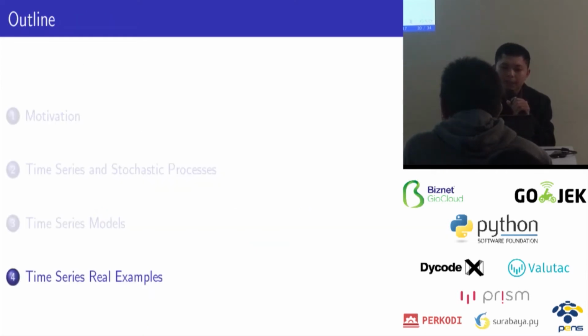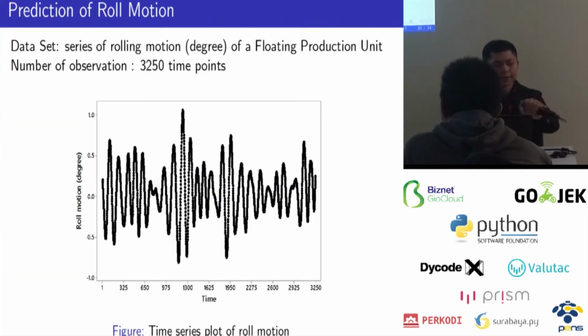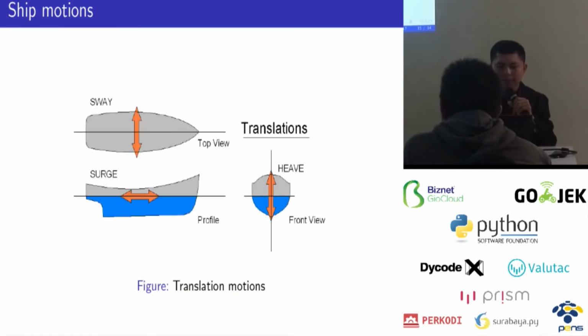There is one real example of time series. This is the roll motion. The roll motion is one of the ship motions. I will show you. When we talk about a ship, there are six degrees of freedom. There is translation motion and rotation motion. So the ship can rotate and can translate back and forth.